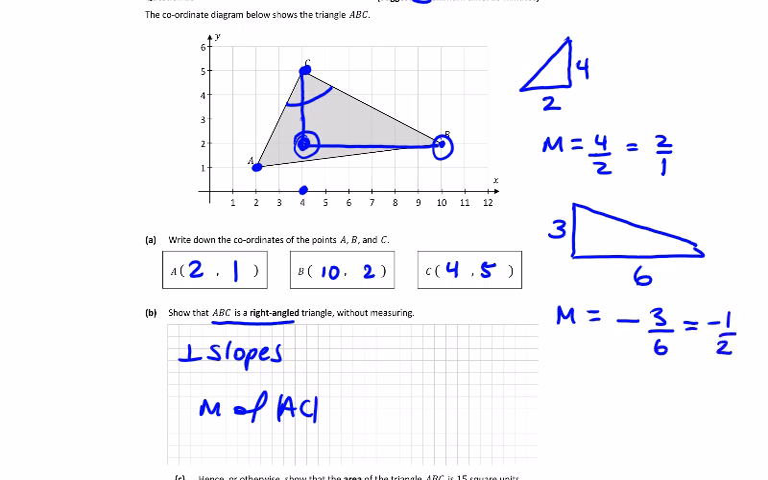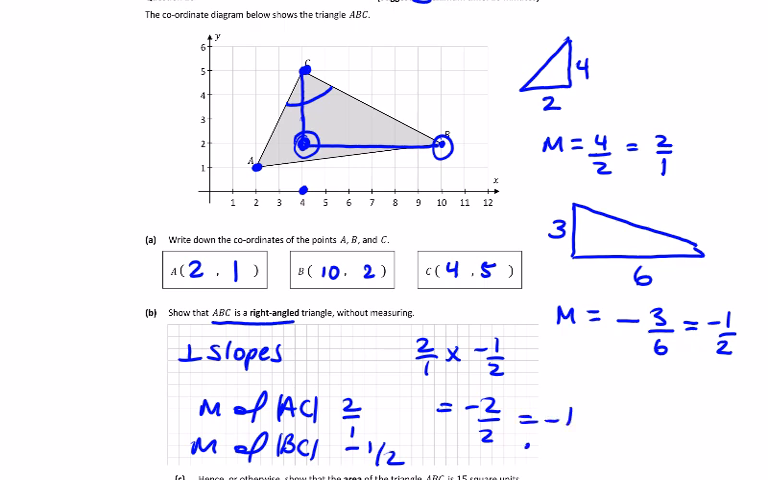So m of AC is 2 over 1. M of BC is minus 1 over 2. And 2 over 1 multiplied by minus 1 over 2 is equal to minus 2 over 2, which is equal to minus 1. Therefore, 90-degree angle. Therefore, the right angle triangle.